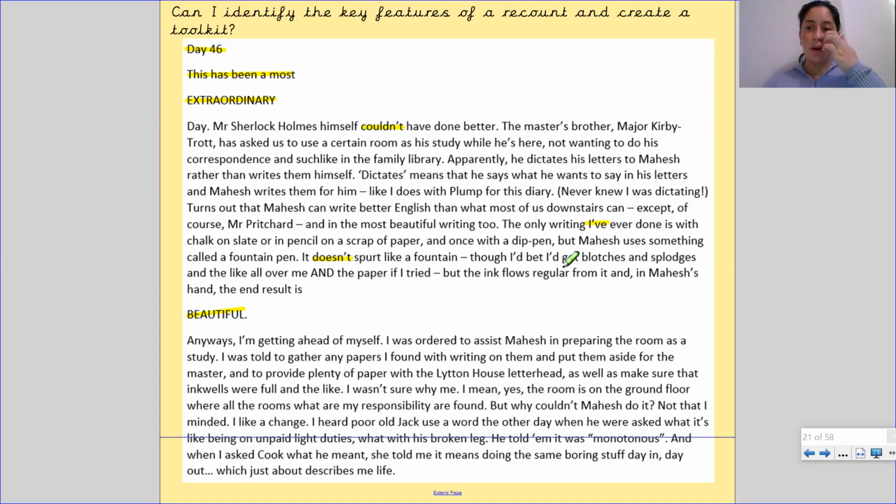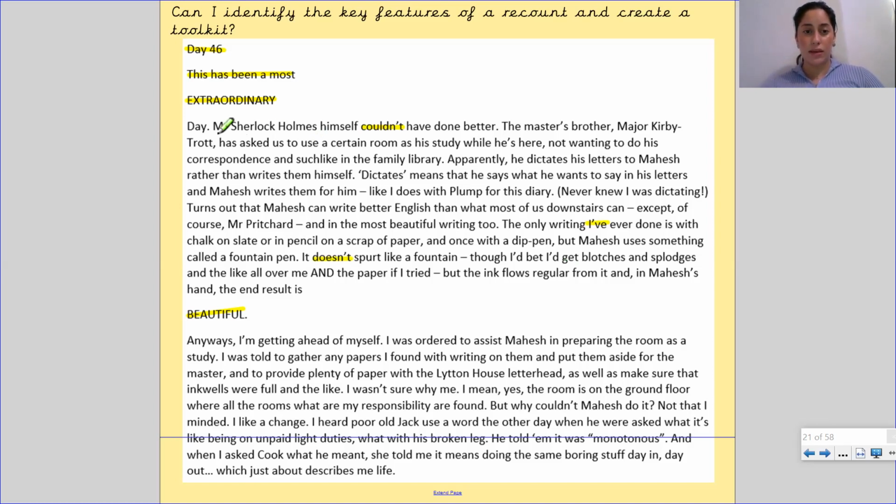Now I want to ask you a question. What person have we used to write this text map? First person, second person, or third person? If it's a diary, use your knowledge from what you've already learned about writing diaries. What person should diaries be written in? So we know that diaries are written in the first person.